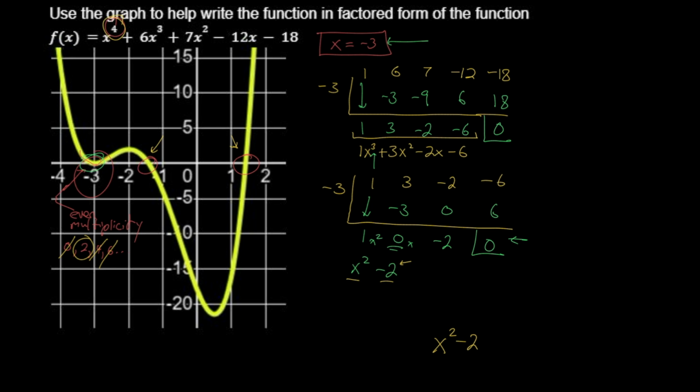My other factors, and I do have more factors, come from this root of negative 3. Well, if negative 3 is the root, then the corresponding factor is x plus 3. Remember, the roots and the factors have the opposite signs. So we have one factor of x squared minus 2, one factor of x plus 3, but we also know that the factor of x plus 3 has a multiplicity of 2 based on the shape of the graph and the fact that when I divided by negative 3, we got the remainder of 0 twice. So overall, this is the factored form of f of x.